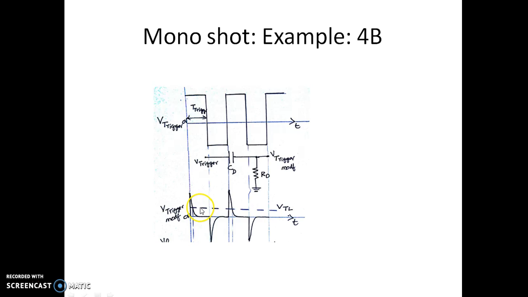Since the voltage is less than VTL for a longer duration, we get an output voltage which is something like this. Again, practical is not equal to theoretical, so we cannot use this differentiator circuit to generate the spike. I can see for so much of the duration it is less than VTL. For that much period the output is at high state.